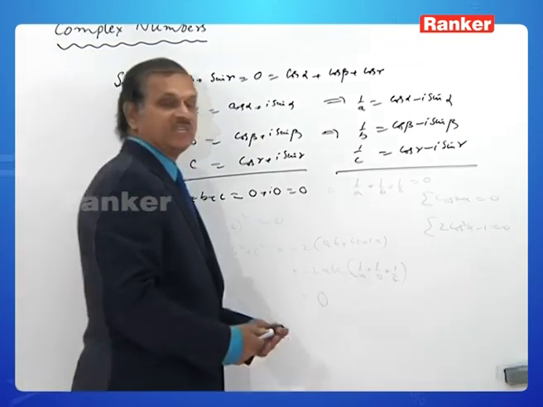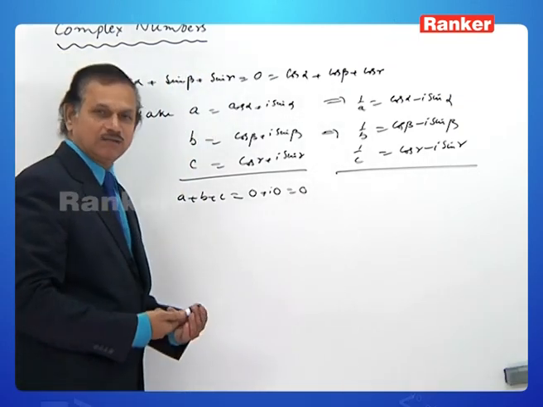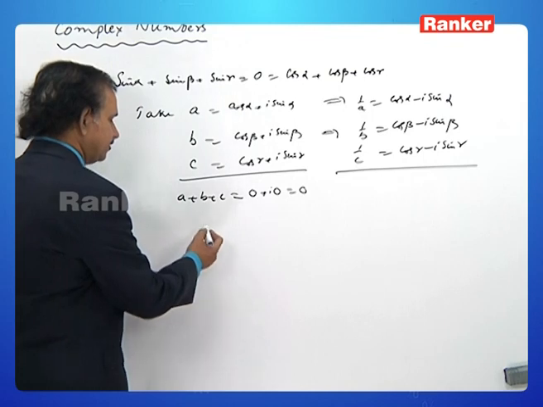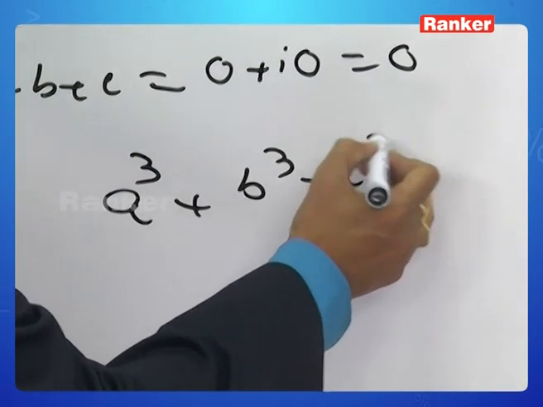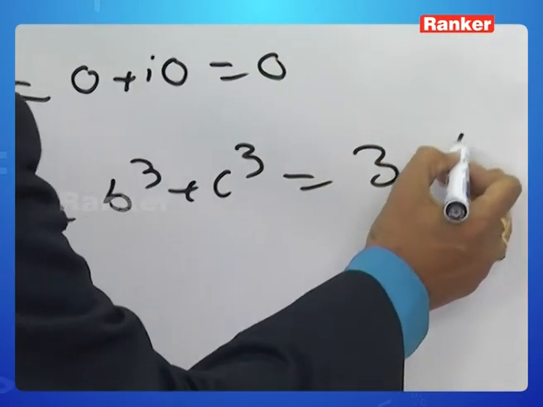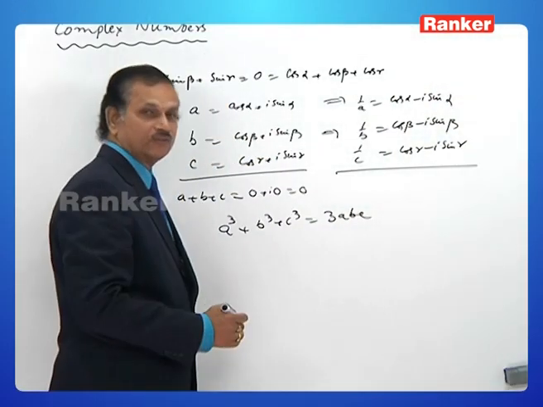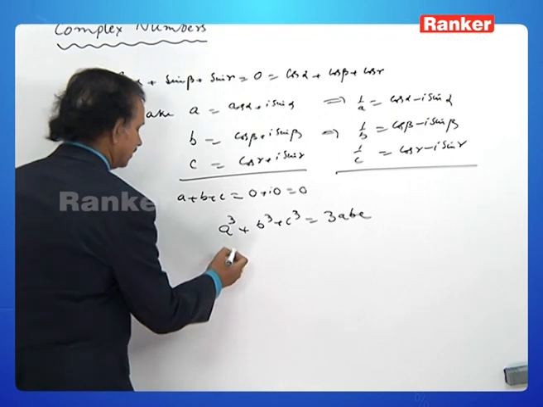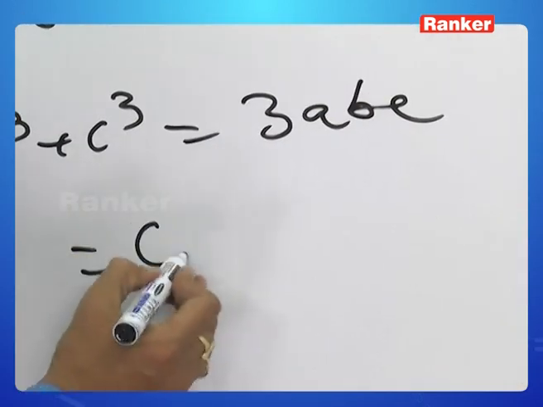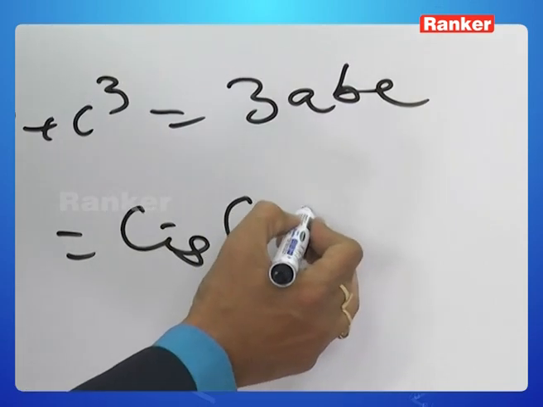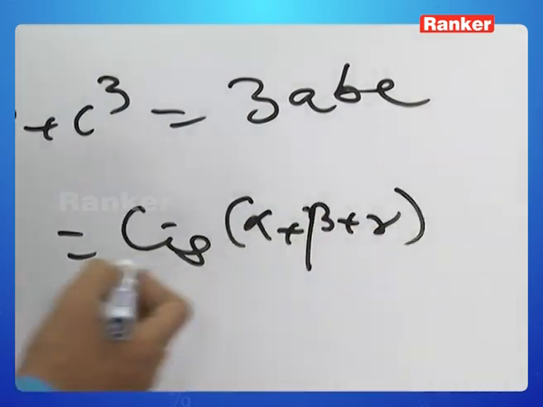One more thing. A plus B plus C is 0, we have had. If A plus B plus C is equal to 0, you will be having A cube plus B cube plus C cube is equal to 3ABC. What is A cube? Cis 3 alpha. Cis 3 beta. Cis alpha plus beta plus gamma, 3 into.